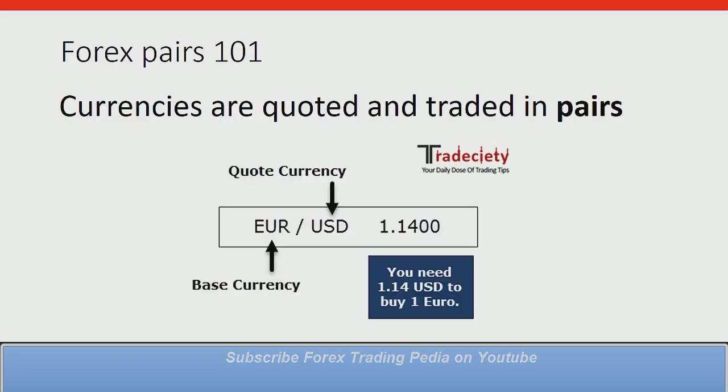So as we saw in the last video, currencies are always quoted and traded in pairs. And below you can see Euro-USD, which is the most commonly traded Forex pair. The first currency in this equation we call the base currency, and the second one is the quote currency. And as we also said in the last video, if we have the price Euro-USD 1.14, it means you need 1.14 US dollar to buy 1 euro.